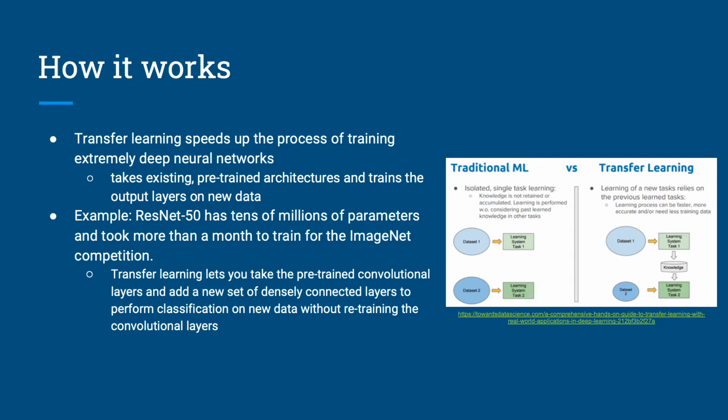For example, ResNet 50 has tens of millions of parameters and took more than a month to train the first time around. Transfer learning allows you to add new output layers to train on new, slightly different data, without having to train the convolutional layers, which make up most of the network.